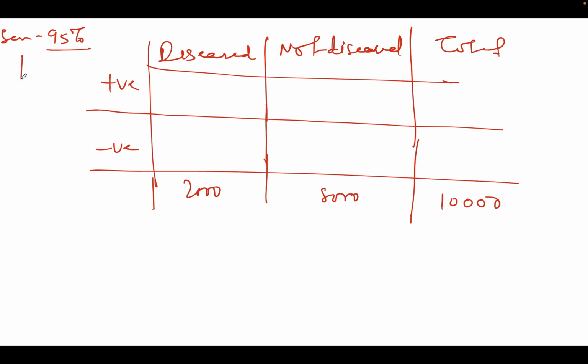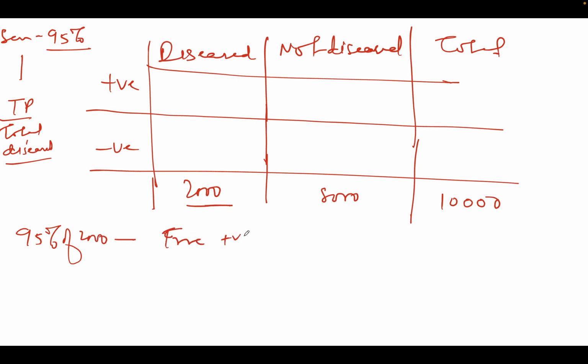What is sensitivity? True positive out of total diseased. In this question, total diseased is 2,000. So 95% of 2,000 will be total true positive. 95 by 100 into 2,000 will be 1,900. So 1,900 I'll put here, which is my true positive. So 100 will be my false negative.